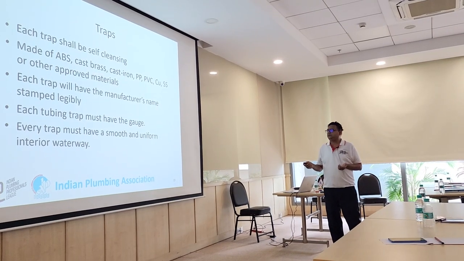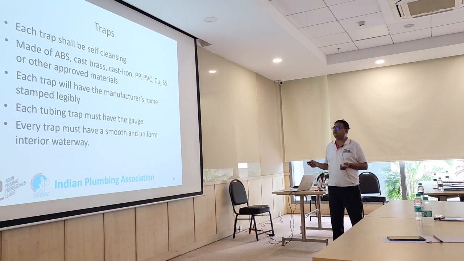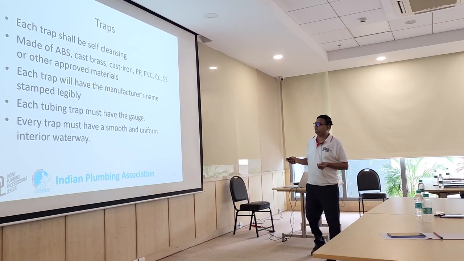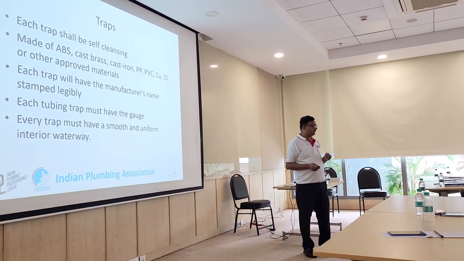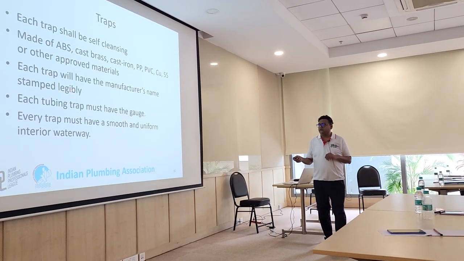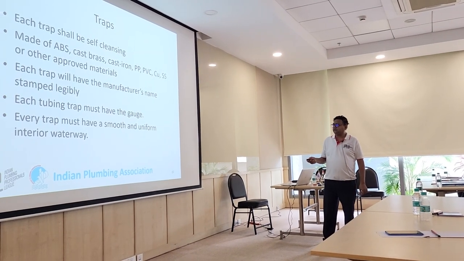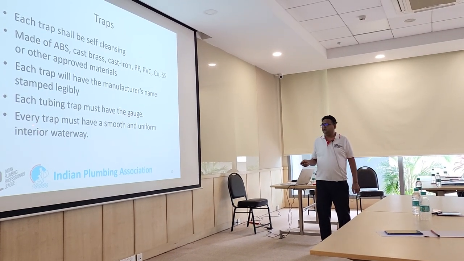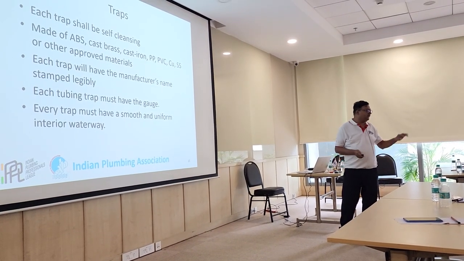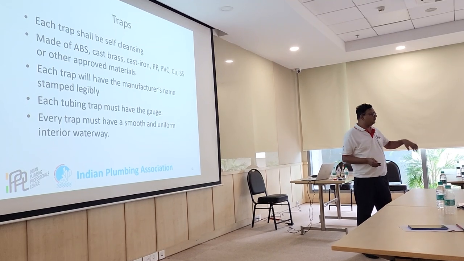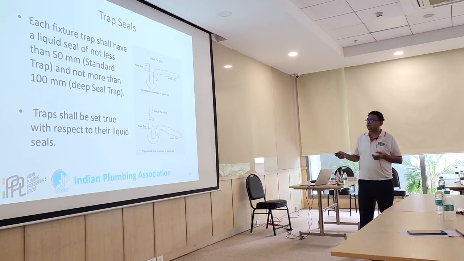ABS, cast brass, cast iron, PP, PVC, copper, SS or any other approved material. Each trap shall have the manufacturer's name stamped legibly. So what should be the good trap? Each tubing trap must have the gauge. Every trap must have a smooth and uniform interior waterway so that the waste goes quickly outside of it. It should not stick to the walls of the trap.